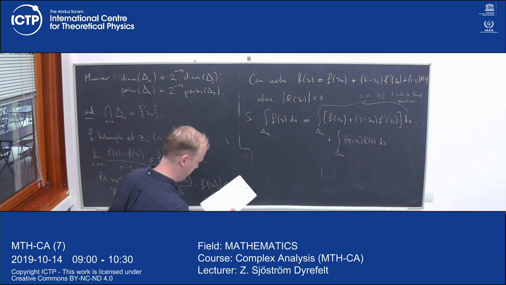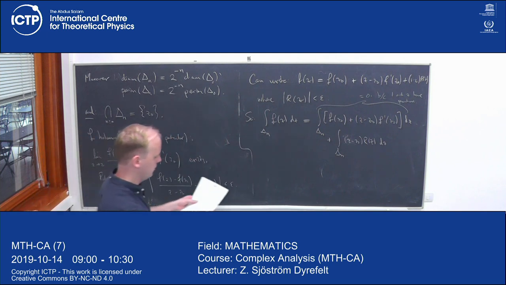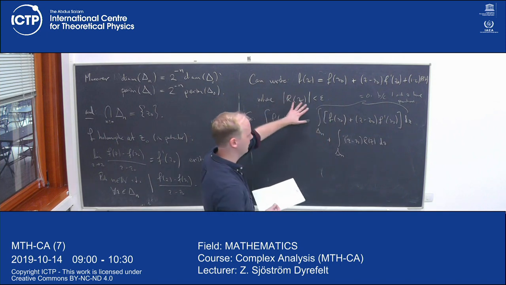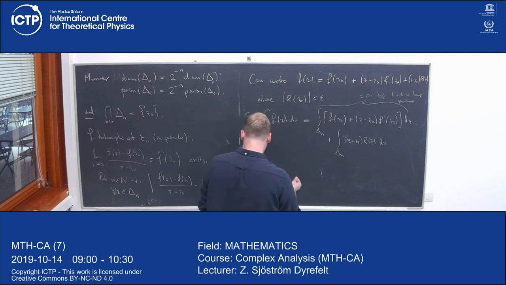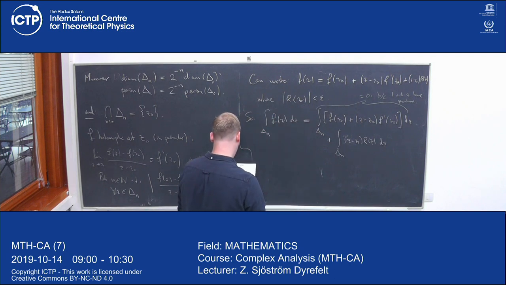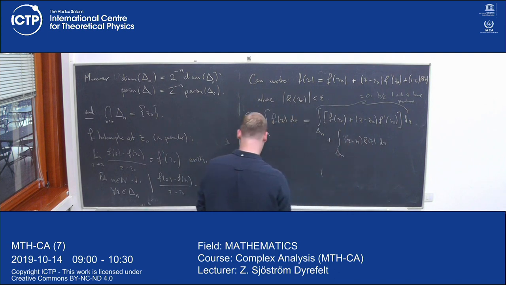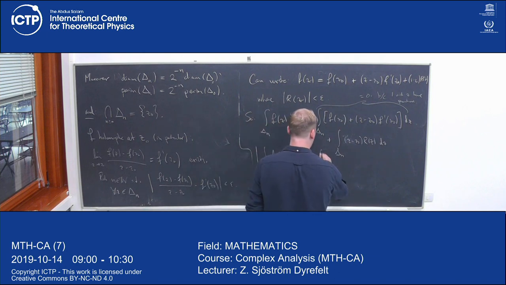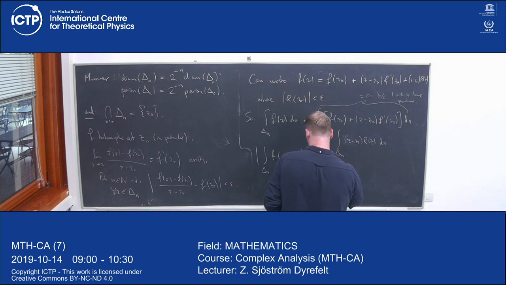Now, what can we do with the last part? We can try to estimate it, we can try to use that the absolute value of R of z is less than epsilon. So it remains to estimate that. If we recap, the absolute value of this function on delta n is less than or equal to the absolute value of this integral, which is less than or equal to, you can move the absolute values inside. This is very good to know. Very important to know.